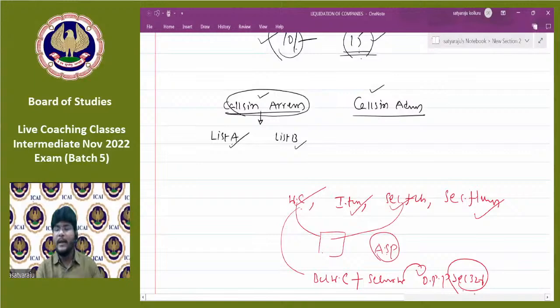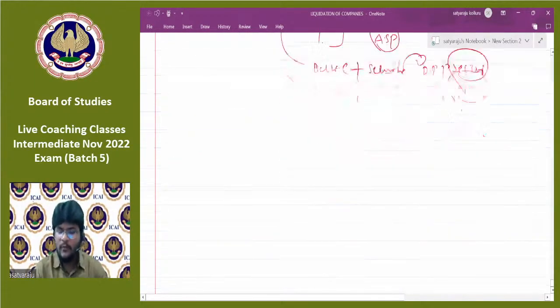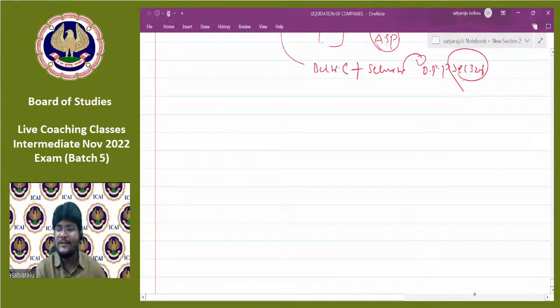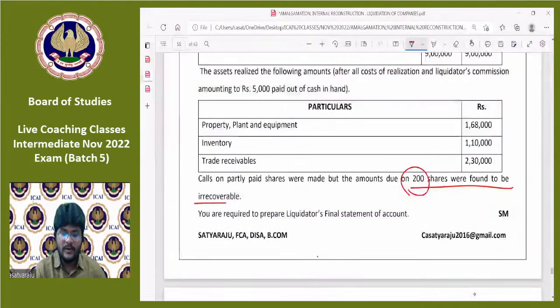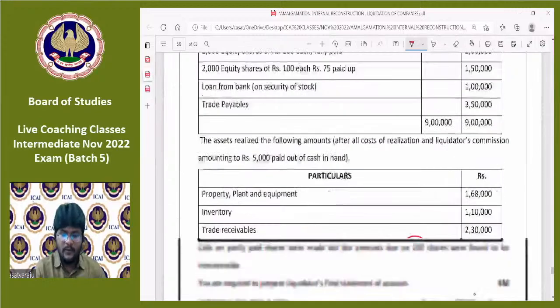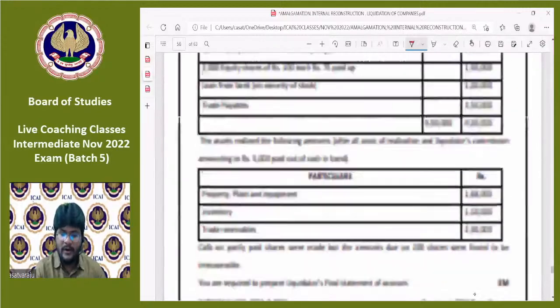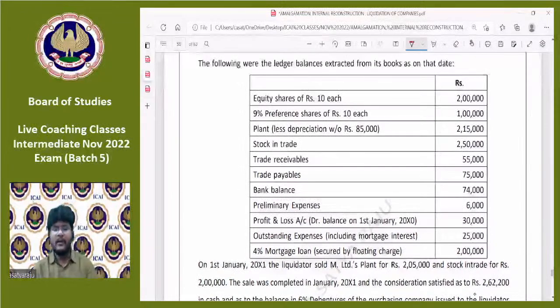Hope I answered all the queries. Please, all of you, allow me to resolve no further questions, guys, because today is the last session. I don't want to waste much time here. Let me take up one more problem under liquidator final statement, problem number 9. Please, all of you, come to problem number 9, guys, quickly.